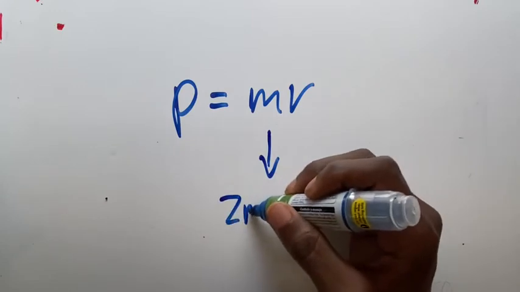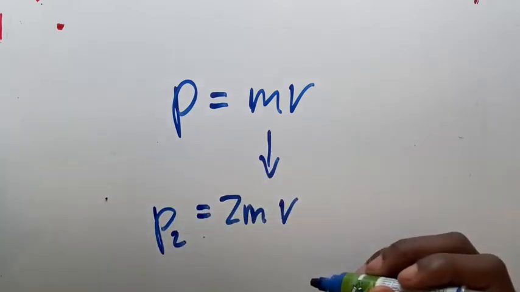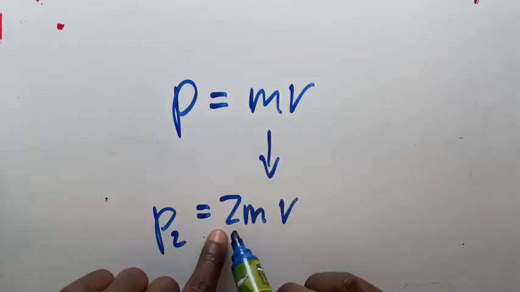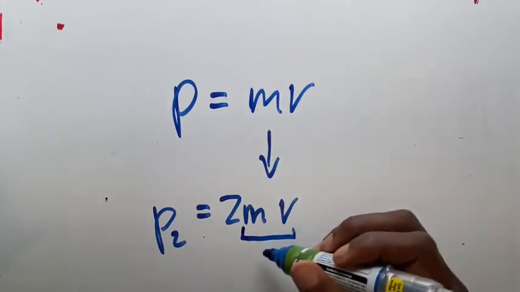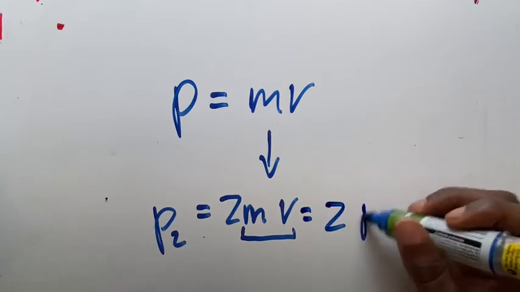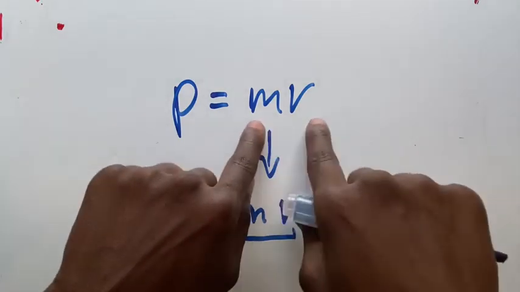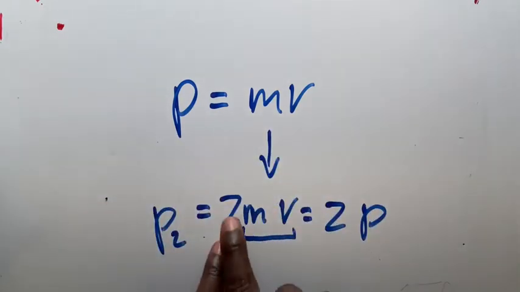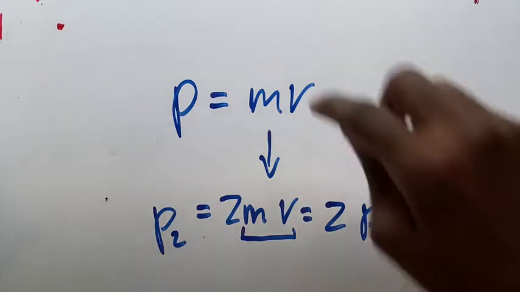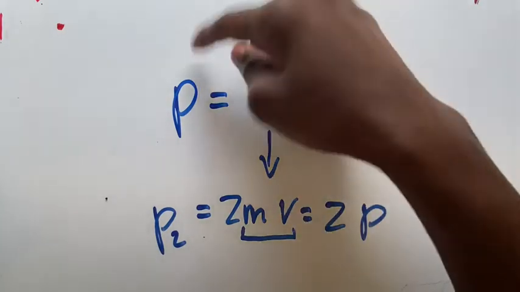Well, so now we have 2 times the mass times the velocity, and let's call this momentum 2. Since the mass is multiplied by 2, and mv gives us the original momentum, the new momentum is just doubled, because we times it by 2 since the mass was doubled. So twice the mass, you get twice the momentum. And same thing, if you have twice the velocity, that would give you twice the momentum.